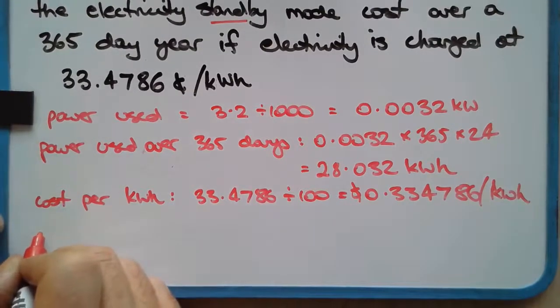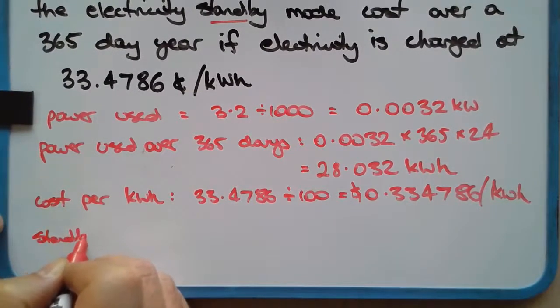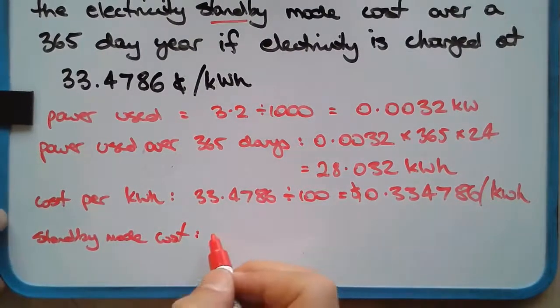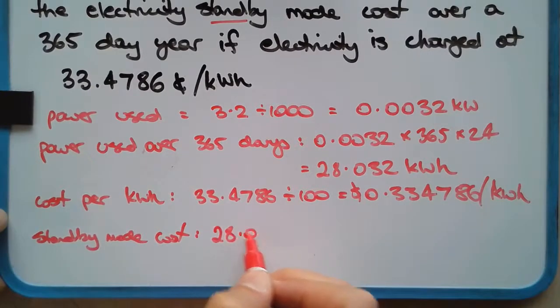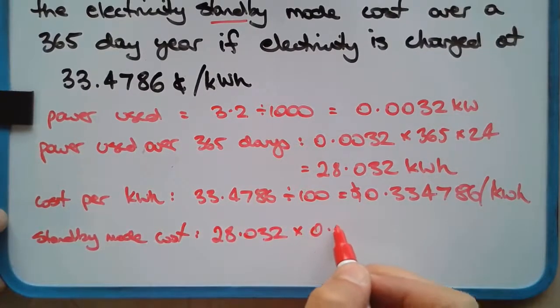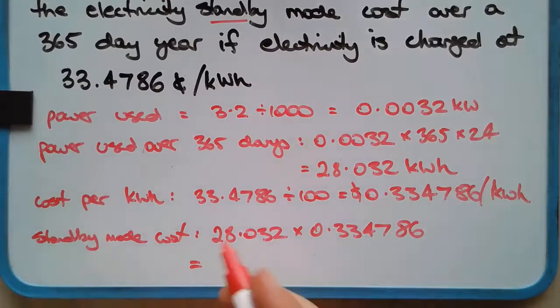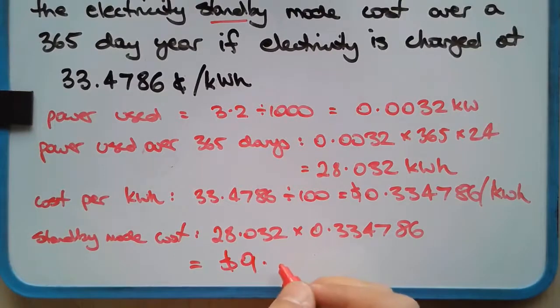Finally, now we can work out the standby cost over the whole year for this TV. So the standby mode cost is going to be the number of kilowatt hours, 28.032, multiplied by 0.334786. I'll put that in my calculator now: 28.032 multiplied by 0.334786, and we get $9.38. I've already rounded it from the screen.